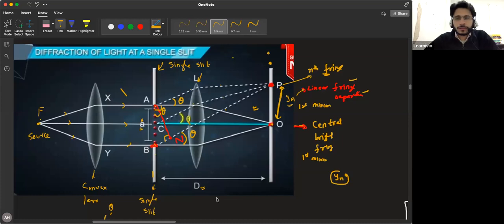Although we have discussed this particular diagram in the last class, if anyone has an issue with this diagram, I can repeat it again, because the entire diffraction depends upon this diagram only. So you can just summarize it again.